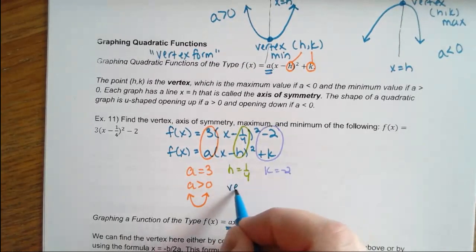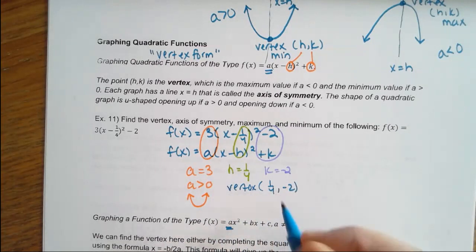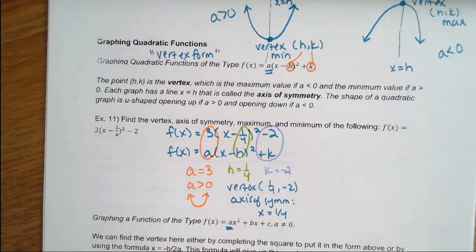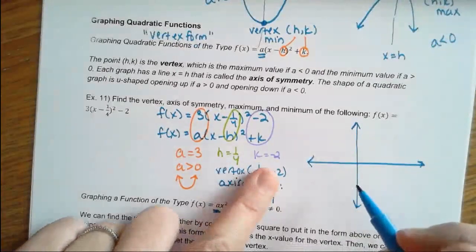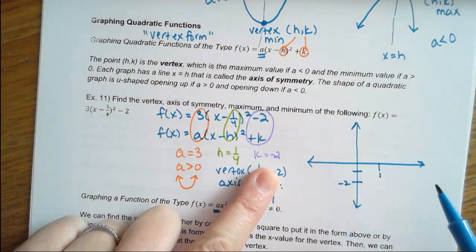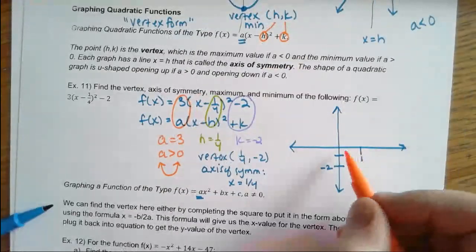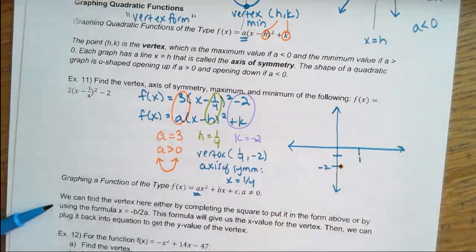So our vertex is at (1/4, -2). And that means that the axis of symmetry is at x equals 1/4 as well. So I'm just going to do a super rough graph here. So we have -1, -2, and this is going to be 1. So our vertex is at (1/4, -2), so about right here. I'm just going to estimate that.